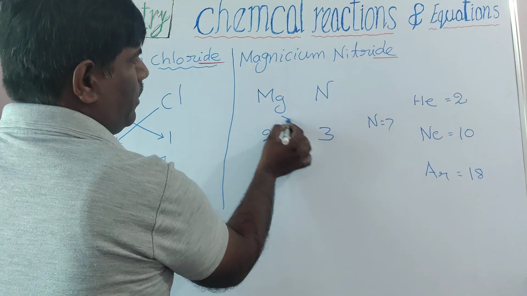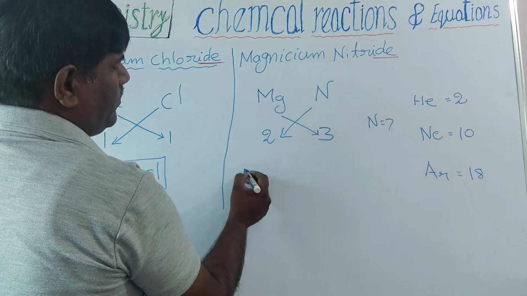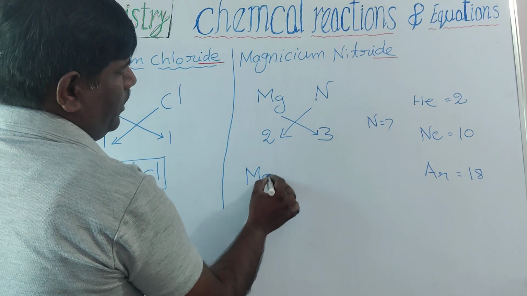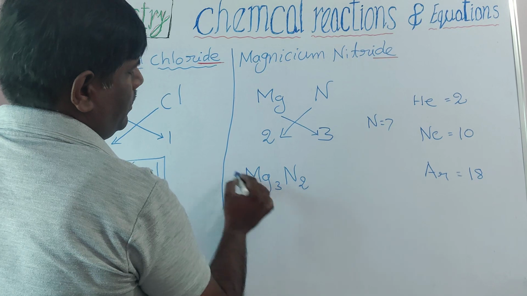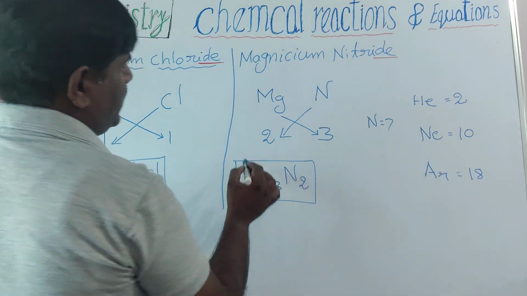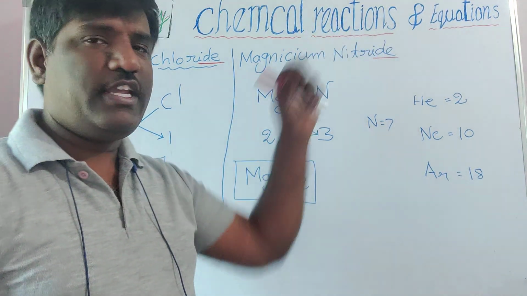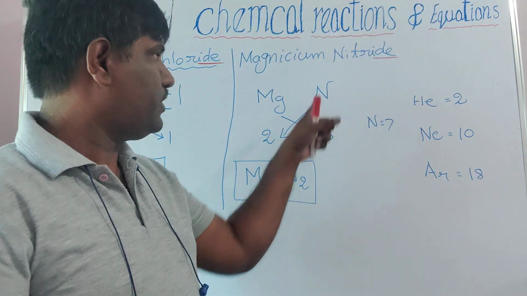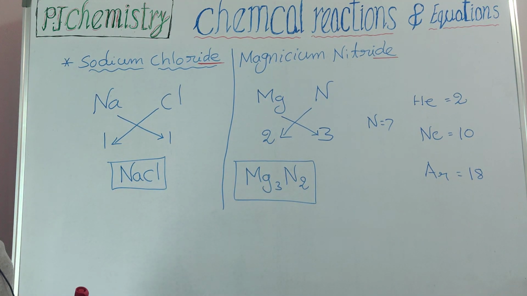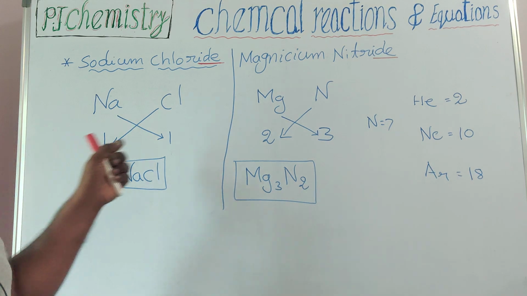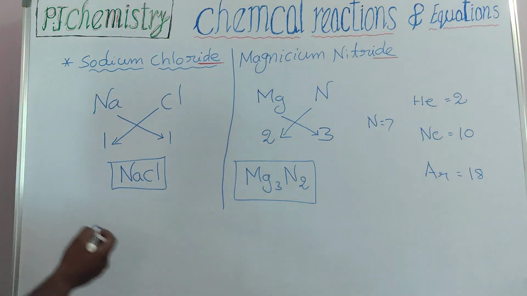Now cross multiply. Crisscross the valencies. Magnesium 3 times, nitrogen 2 times. This is magnesium nitride. When ide is coming, the particular element we should take as a symbol. Now start using elements only. I can't go far; ions also we learned.